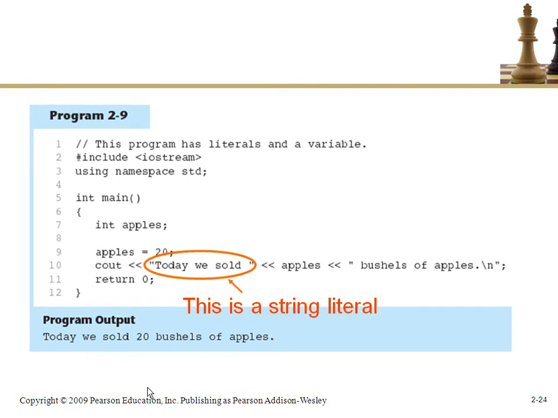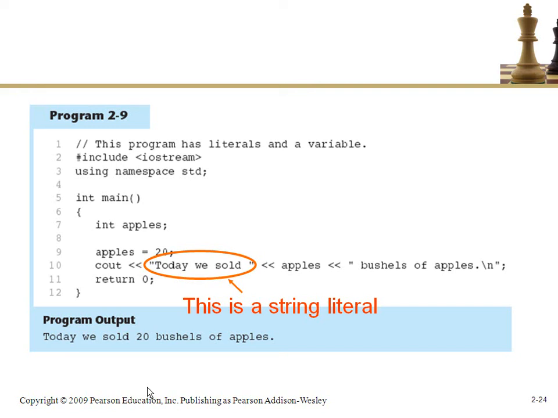Here is another example of a literal, and this time we are showing the string literal. In this case, today we sold, we put it in double quotes as a string of characters. We call it a string literal. There's another one also inside the double quotes. You can identify that: bushels of apples, period, line feed.